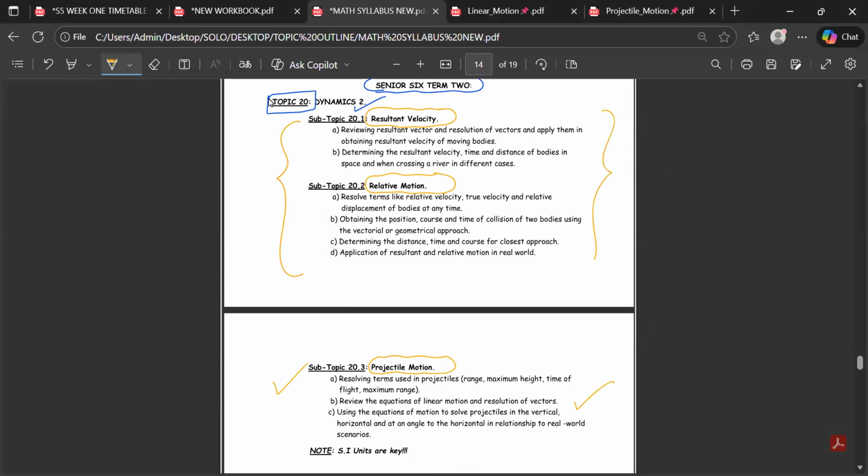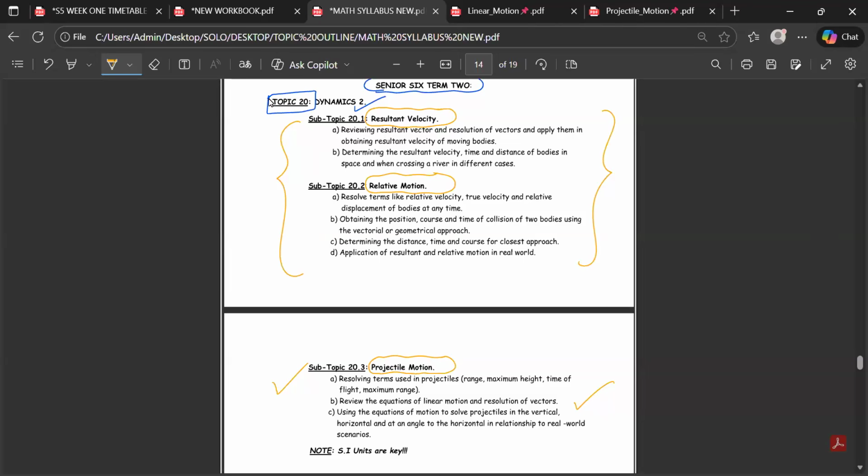So don't be surprised when I cover projectile motion first before these ones. Don't be surprised. It is possible and it can happen. It's not a must that the first two must come before projectile. We can handle projectile, then the other ones come later. You get the point? But before we cover dynamics 2, that means there is what we call dynamics 1.